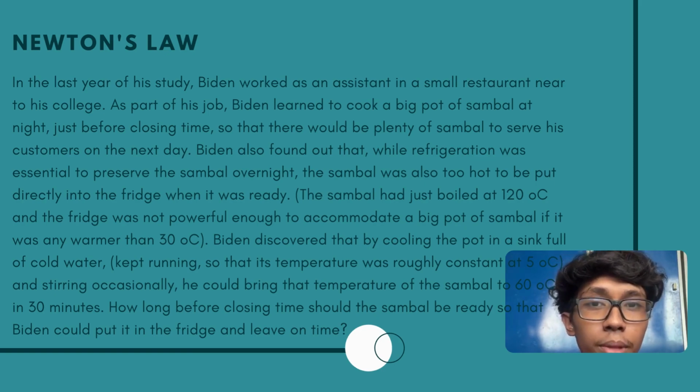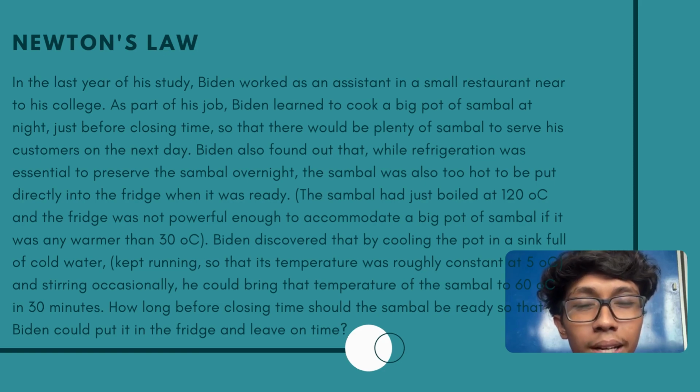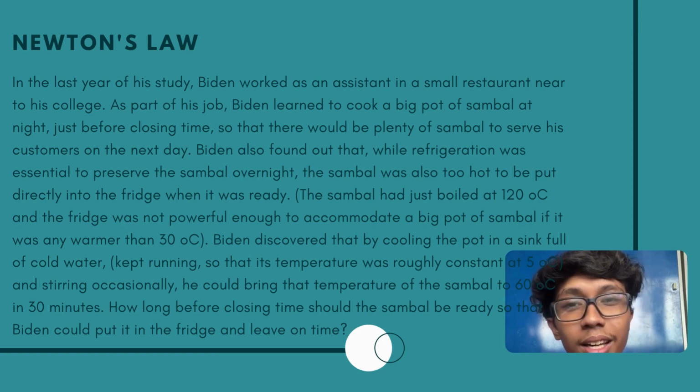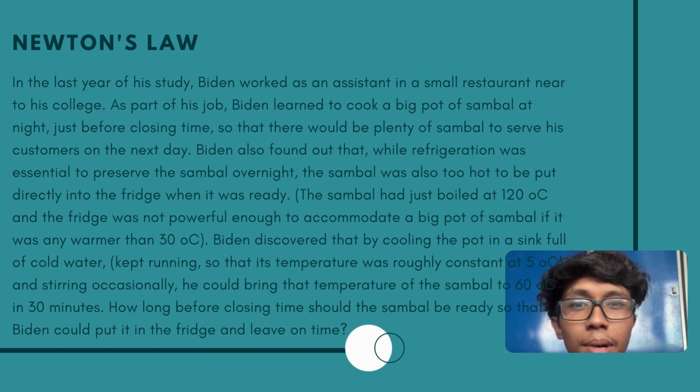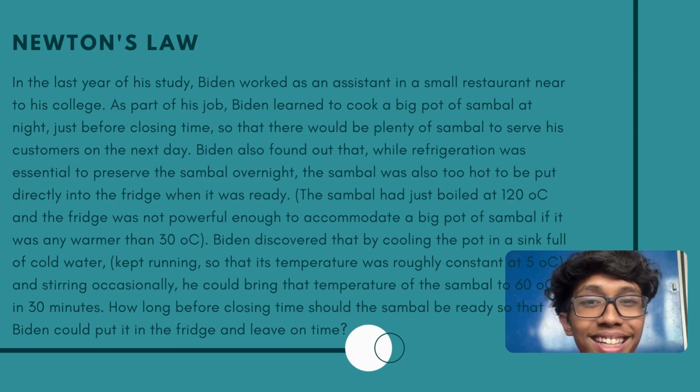As part of his job, Biden learned to cook a big pot of sambal at night, just before closing time, so that there would be plenty of sambal to serve his customers the next day. Biden also found out that while refrigeration was essential to preserve the sambal overnight, the sambal was too hot to be put directly into the fridge when it was ready. The sambal had just boiled at 120 degrees and the fridge was not powerful enough to accommodate a big pot of sambal if it was any warmer than 30 degrees.